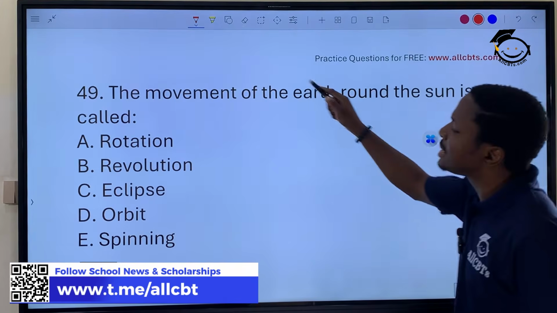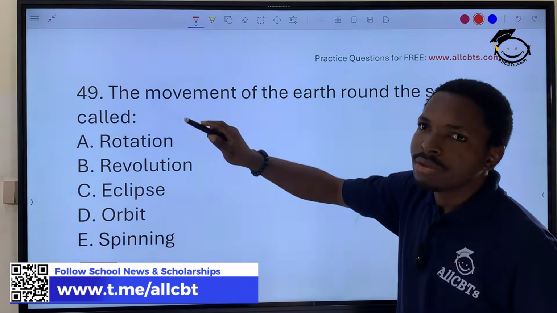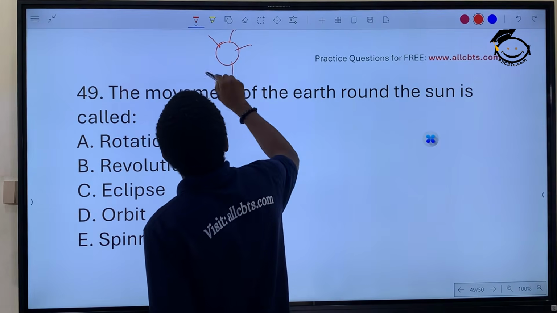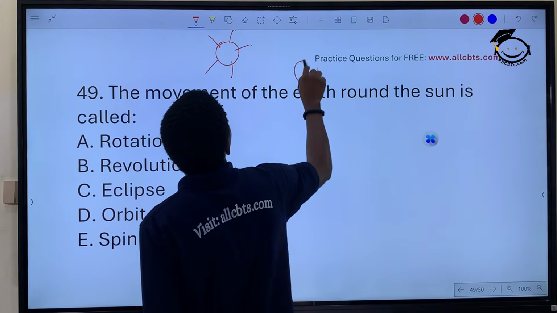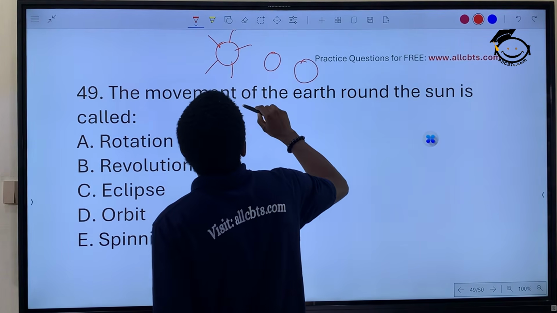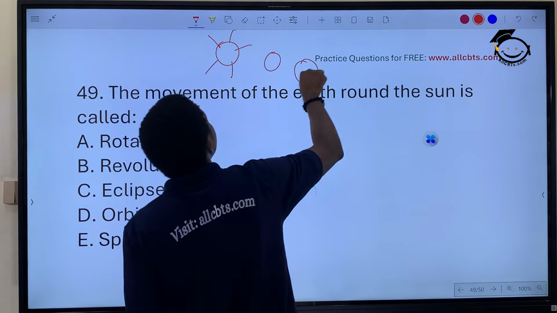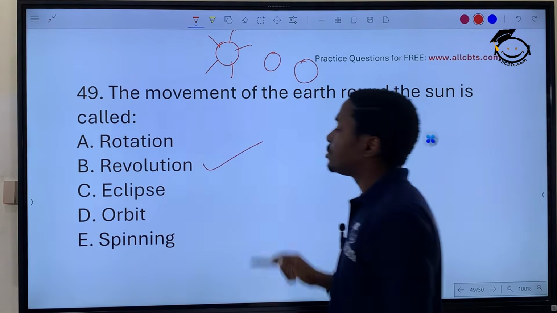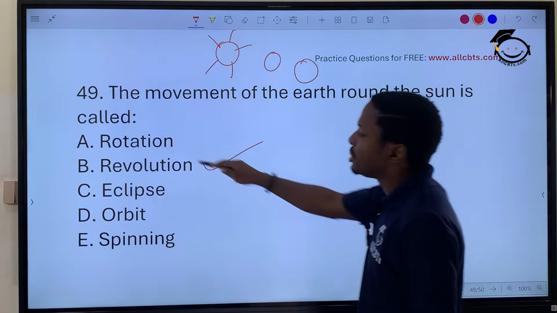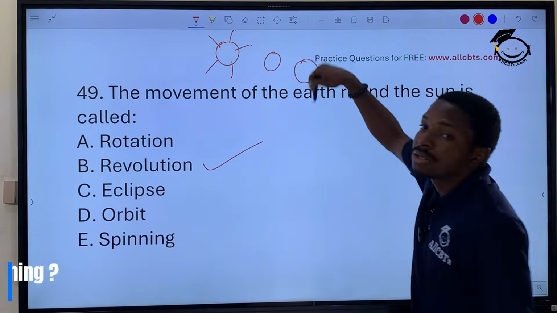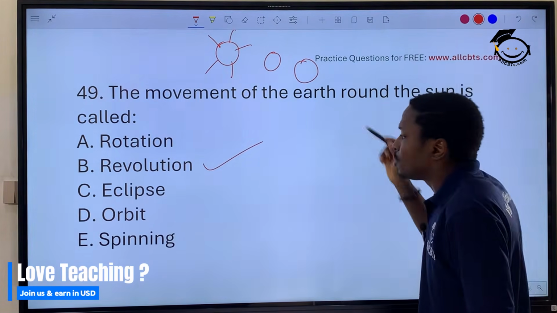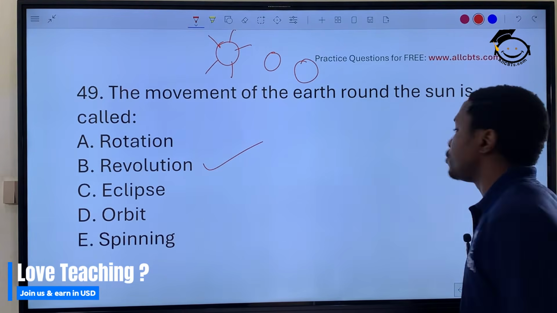Then 49. The movement of the earth around the sun, like I explained before. So this is the sun, this is the earth, this is the moon. So the movement of the earth round about the sun is called what? It's called revolution. Now what about rotation? Rotation is the movement of the earth on its own or within its own axis. So don't confuse the two.